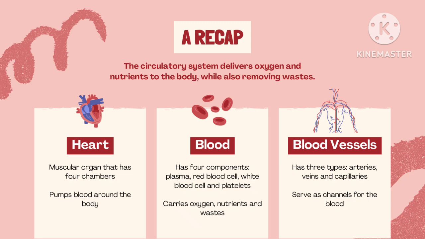Let's have a revision or recap. The circulatory system delivers oxygen and nutrition to the body while also removing waste. At first, the heart, the muscular organ that has 4 chambers, pumps blood around the body. Next, blood has 4 components: plasma, red blood cells, white blood cells, and platelets. It carries oxygen, nutrition, and waste. The blood vessels have 3 types: arteries, veins, and capillaries. They serve as channels for the blood. It is the recap.